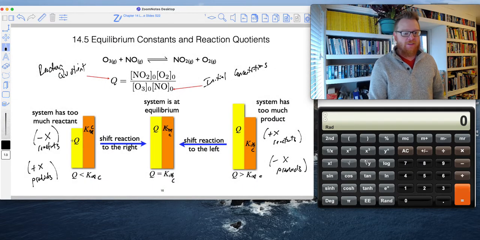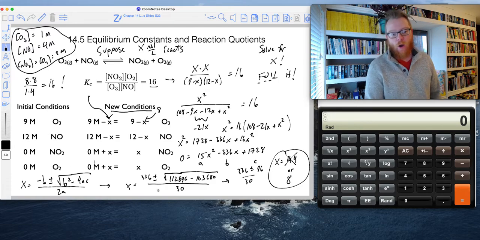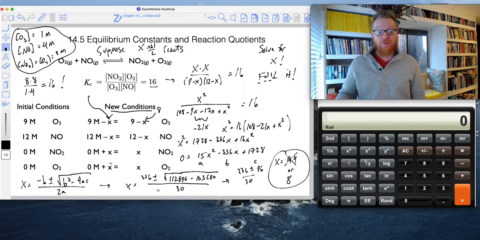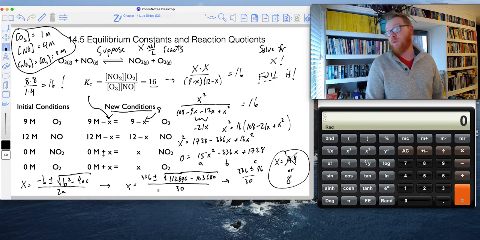So let's review that again. If Q is less than K, it's minus X for the reactants and plus X for the products, and we can see that's exactly what we did here. We subtracted X from the reactants and added X to the products. However, we could have started this reaction with all products and no reactants. We could have started with, let's say, 9 molar NO2 and 12 molar O2 and 0 molar O3 and 0 molar NO. Then the signs of those X's would switch, at least for their respective position. This would become 9 minus X, whereas before it was 0 plus X.